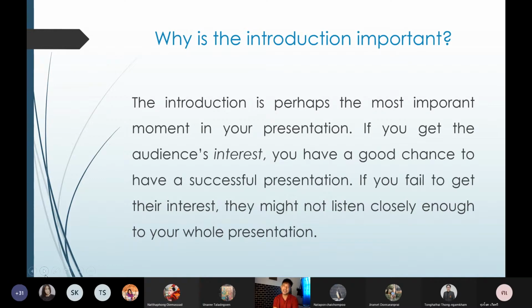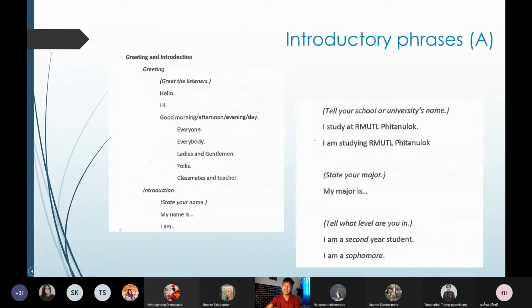Okay, thank you. So as you can see, I'm here at home. Maybe you have seen me drinking from my very huge mug. But anyway, now here are the introductory phrases that you may want to use while you're delivering your own presentations later. Okay, so on the left, you can see greeting and introduction.